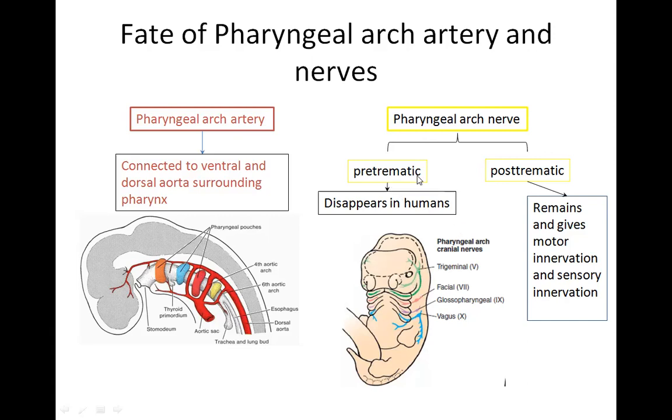So there is a pretrematic and the posttrematic nerve. The pretrematic nerve will run at the caudal end of a pharyngeal arch. So this will disappear, and the posttrematic will remain. So the posttrematic is running at the cranial end. So this will remain and it will give rise to the motor innervation and the sensory innervation of the pharyngeal arch. Trema means grooves. So there are grooves, the pharyngeal grooves. One is running at the cranial end and one is running at the caudal end.